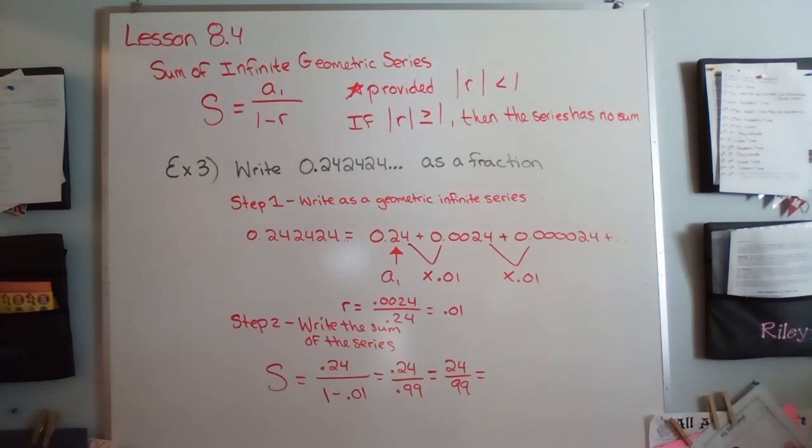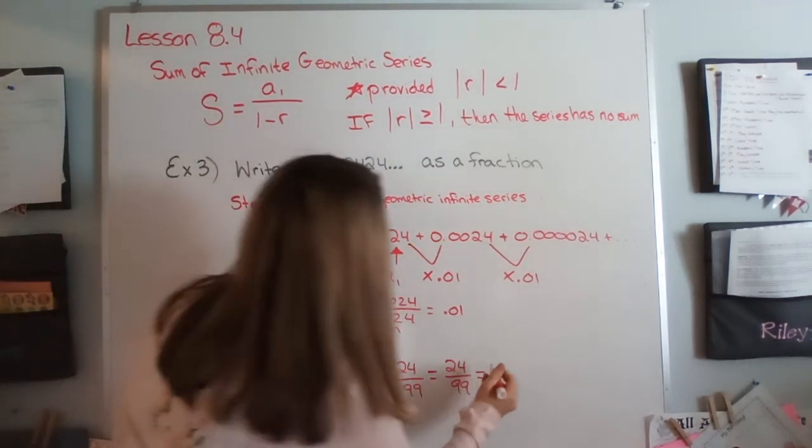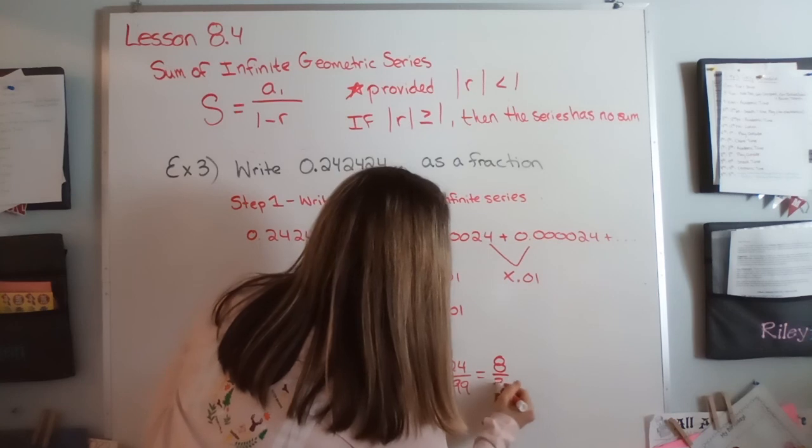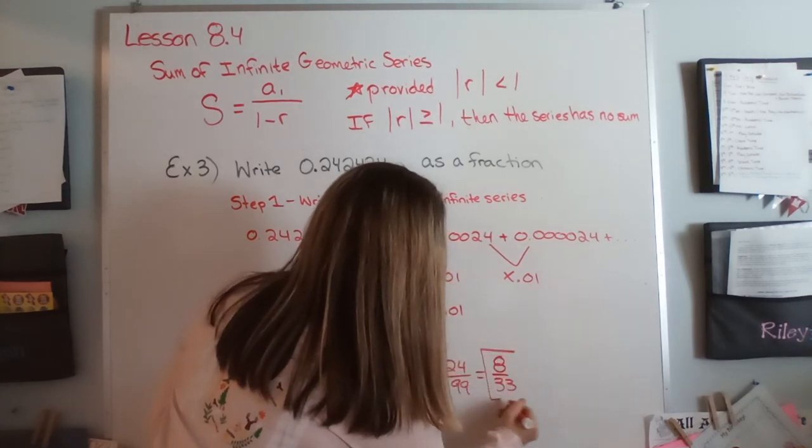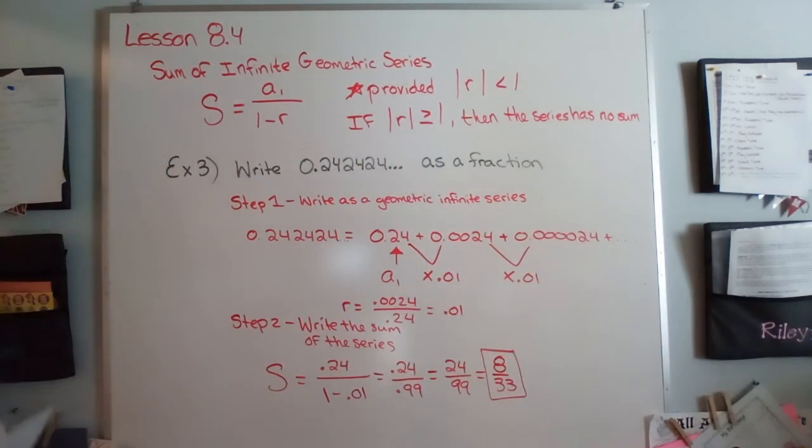And then both of those are divisible by, what did I divide by? Hold on a second, I think I made a mistake on my notes. Oh, no, I didn't. I'm sorry. I thought I made a mistake earlier on, but I didn't. So it simplifies to 8 over 33. And that is that.